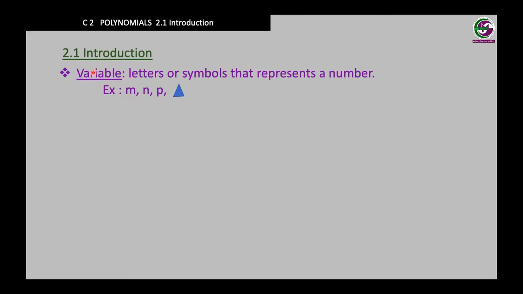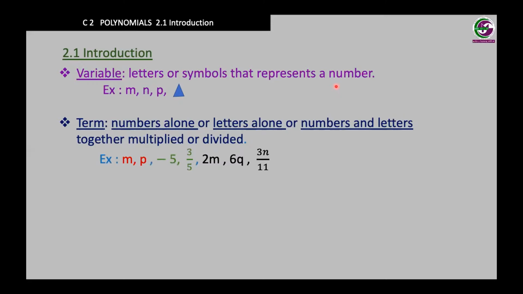So in short, what are variables? Variables are letters or symbols. You can use symbols like this or any other symbol that represents a number in a fixed question. Okay, now let's see what's the next term. It is term. The word meaning of term is, it can be a number alone, it can be a letter alone, or it can be numbers and letters multiplied or divided together.